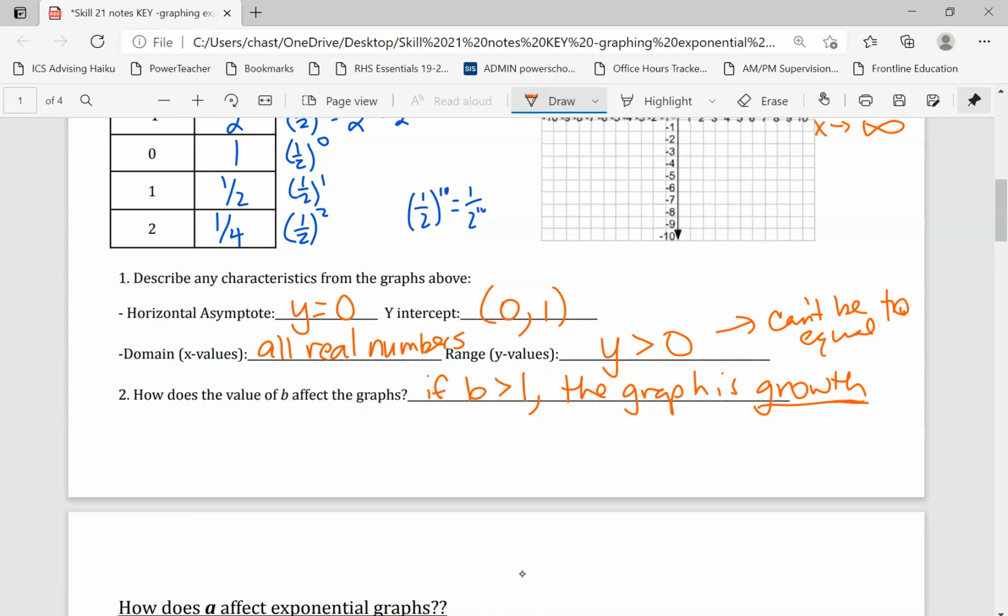It turns out when we had 1/2, we know that for exponential functions, you have to have something greater than 0, because if our b value is 0, 0 to any power is 0. The b value couldn't be equal to 1 because 1 to any power is just 1, so we wouldn't have any growth or decay. If our b value is between 0 and 1, the graph is decay.